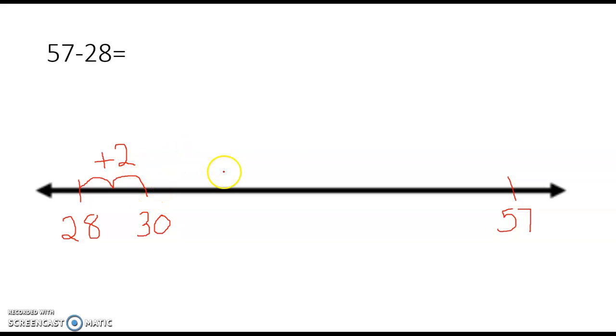Now I can jump 10s, which are just easier to work with, right? So I need to get to 50 because 57 has 5 10s. So 30, 40, 50. So how many 10s did I jump? 2 10s.